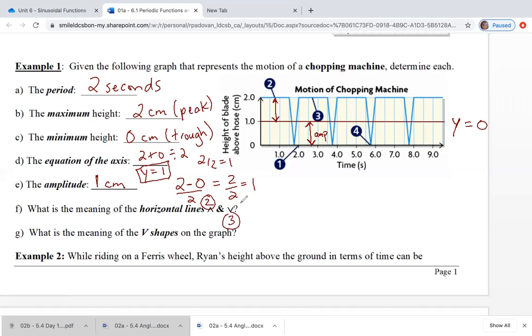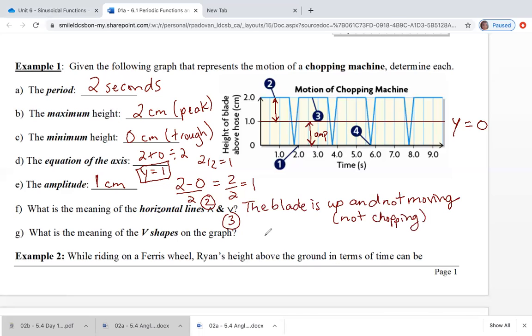So let's say the blade is up in the air. The blade is up and not moving. So it's not chopping anything at that point. It's just resting.